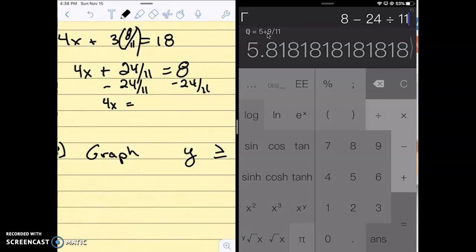4x equals 5 and 9/11. Fractions are good for you. They're good for the soul.